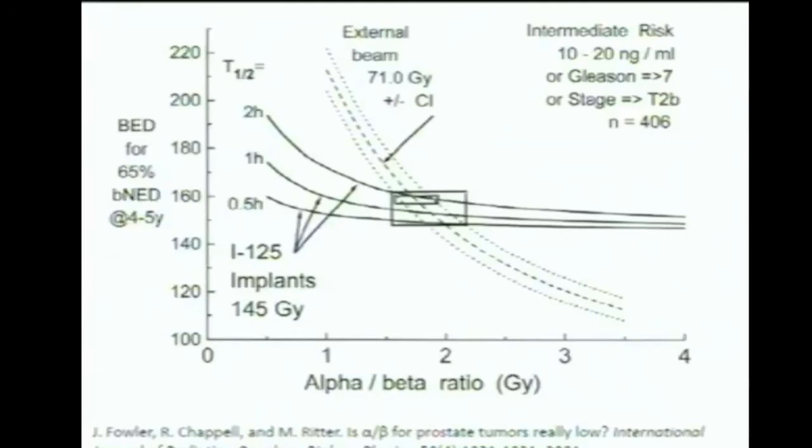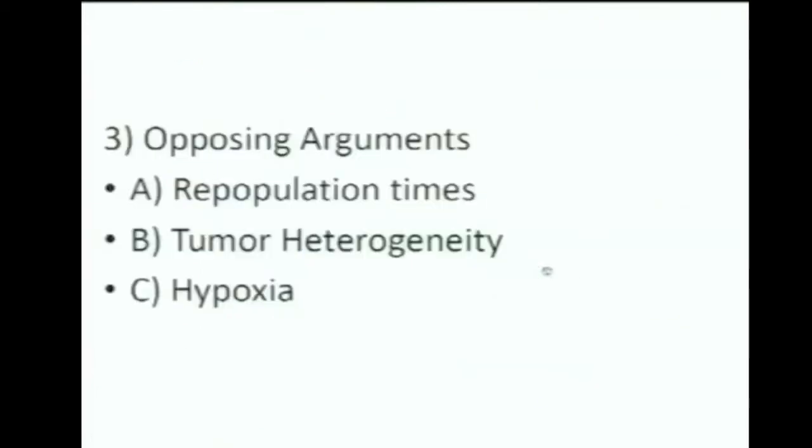Well, if the tumor begins repopulating after about a month, then in the case of brachytherapy, there's less time for the dose to be delivered. And in that case, that shifts this curve. That would shift these curves down because the BNED would be slightly lower. And in that case, you'd get a slightly higher alpha-beta ratio. So you see that the grounds of this calculation already seem to be kind of shaky.